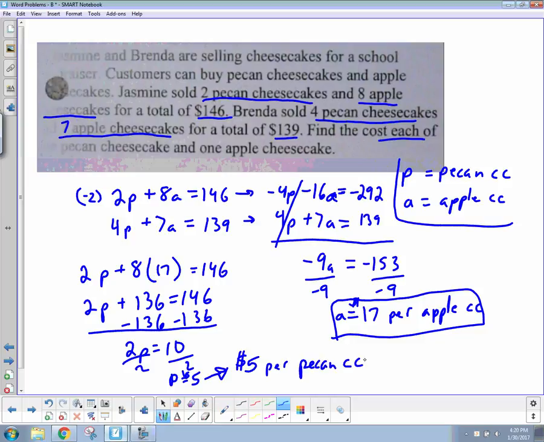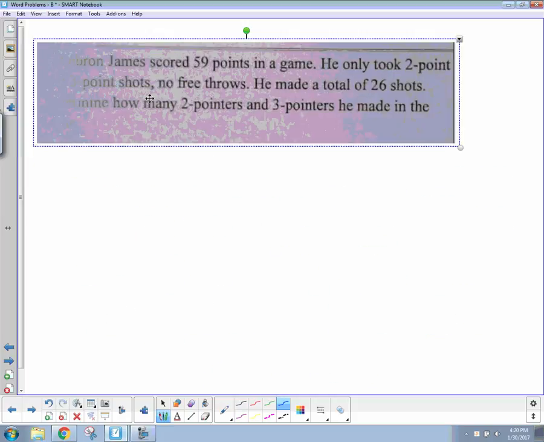Ooh, let's keep going. We got, what, 3 more to do. All right, LeBron James scored 59 points in a game. He only took 2 and 3-point shots. No free throws. He made a total of 26 shots. Determine how many 2 and 3 points he made in the game.